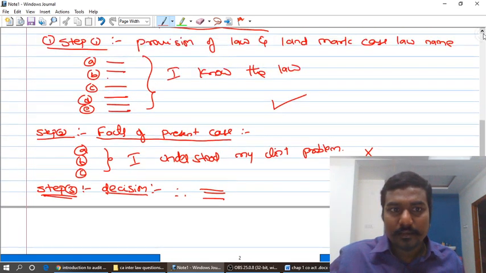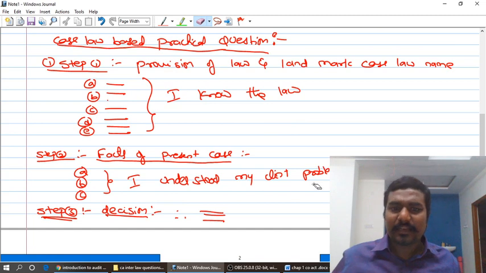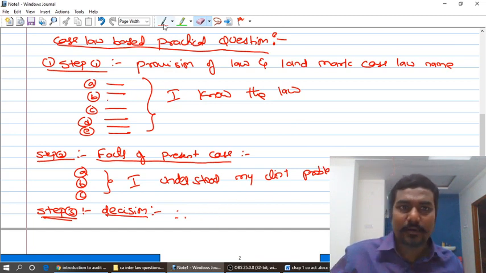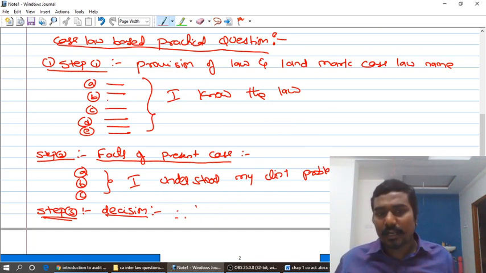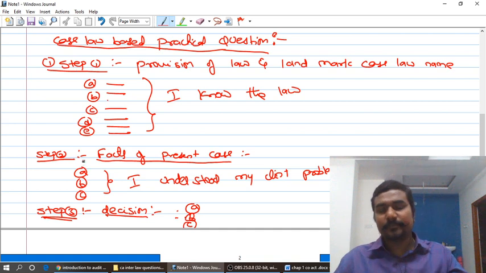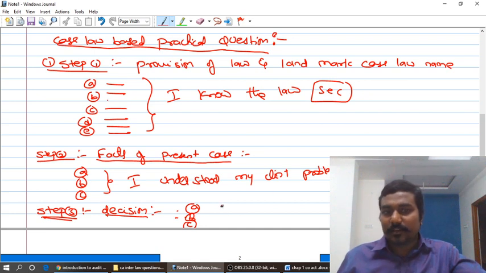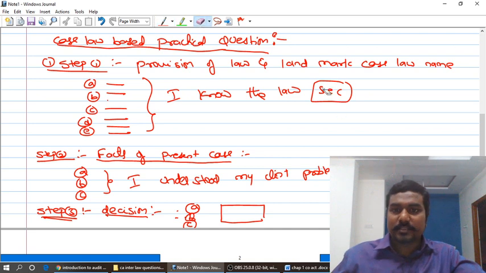Even if you see the suggested answer of ICAI, he may not classify like step number 1, step number 2, step number 3, but if you closely observe the answer, he will give the same thing in the suggested answer also. Somewhere he will explain the section or case law, then he will explain what happened in the question, then he will give the decision or conclusion. So this is how you have to answer the questions in the exam.